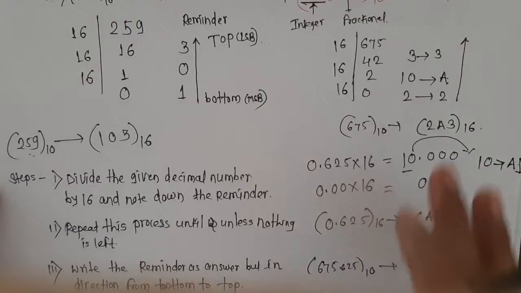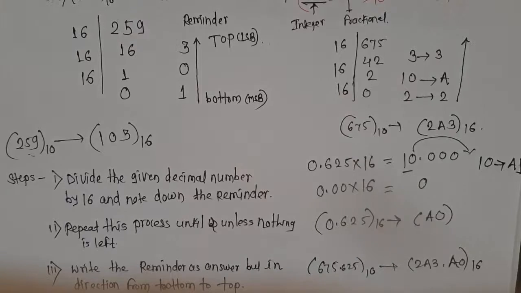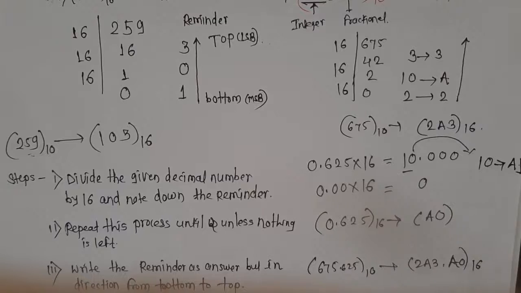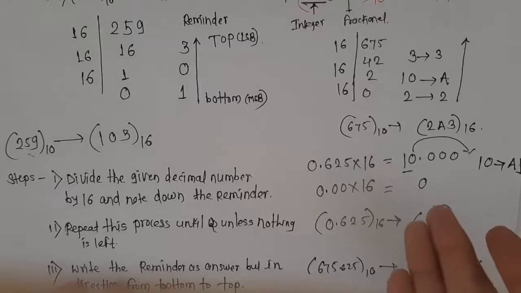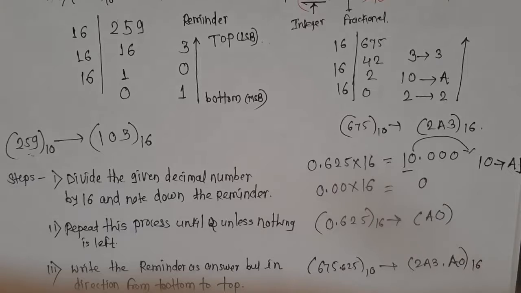So what are the steps in the fractional part? We take the number and multiply it by 16, and we note down the carry generated to the right side. After that we repeat the process until it stops, and then we stop. In some cases it will not stop and may repeat up to 6-7 places. At that time we take up to 4 places and stop the process.